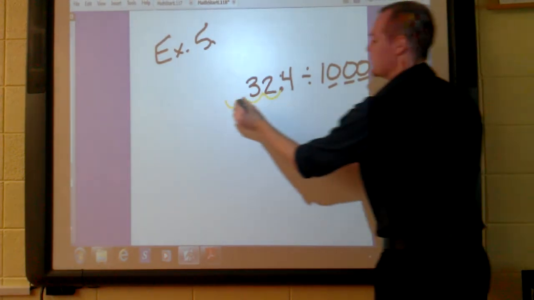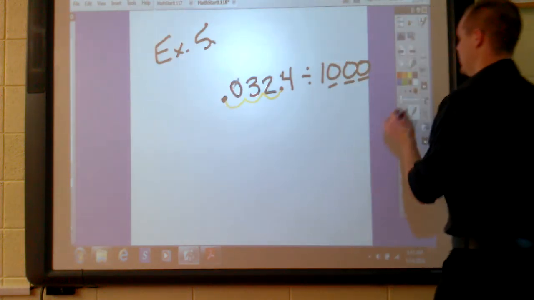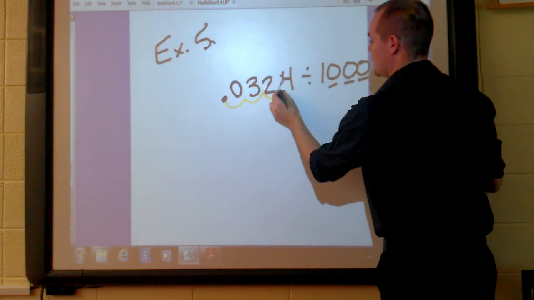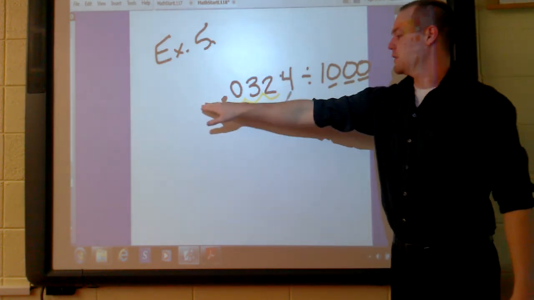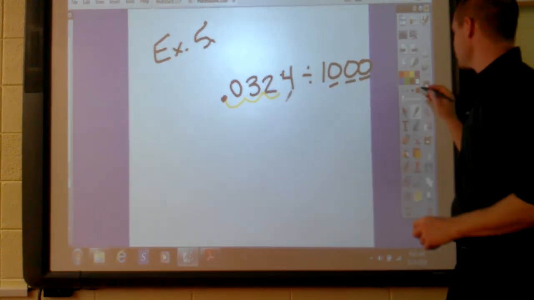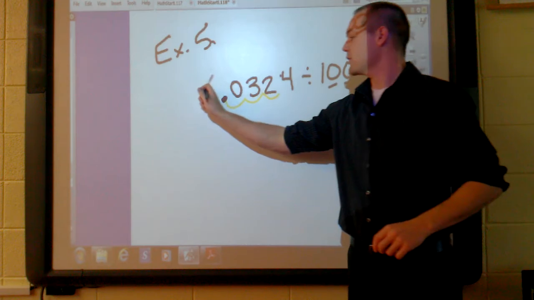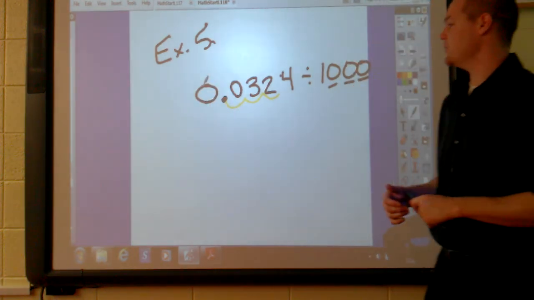I'll put my new decimal point in here, and then of course fill in the tens place with a 0. Now this decimal point needs to go, so I'll get rid of it. So my new answer is 324 10,000ths. And if I wanted to put a 0 here, I could definitely feel free to do that. Okay, so this is example 5.